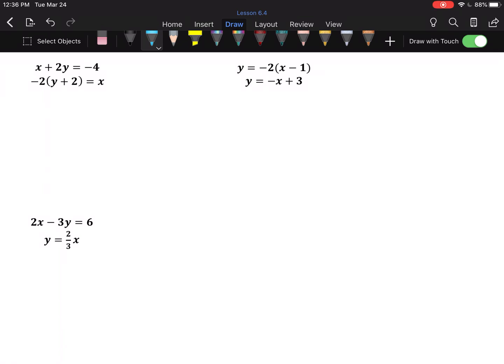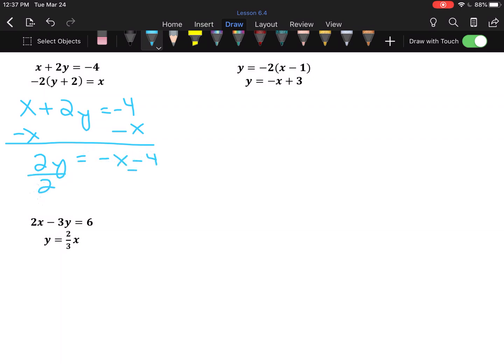Relax. So my top equation, I'm actually probably going to need to do the work for these ones. So I'm going to subtract x from both sides to get 2y equals negative x minus 4. I'll divide both sides by 2, which means dividing everything by 2, to get y equals negative 1/2 x minus 2.